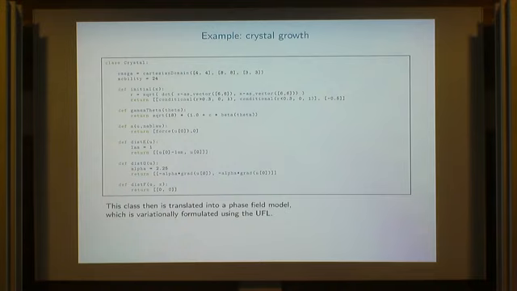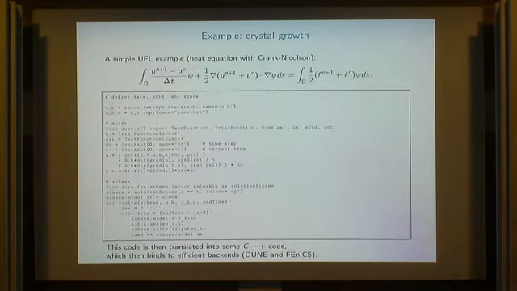So this class is then translated into the phase-field model, and then the variational form is formulated in this UFL, unified form language. I'm not going to show you that for this one because this is already quite messy, and it doesn't really fit on two slides. So let's just do that here for the heat equation for simplicity, discretized in time with the Crank-Nicolson scheme. That's better accessible.